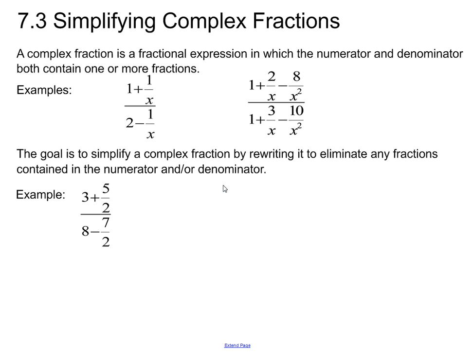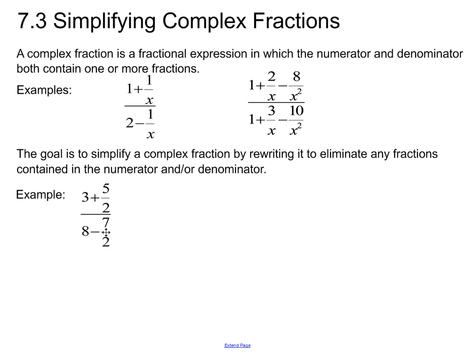1 plus 1 over x divided by 2 minus 1 over x. You see that there are two separate expressions in the numerator and denominator that we would have to separate and simplify. Same thing with the next example. So the goal is to simplify the complex fraction by rewriting it to eliminate any fractions contained in the numerator and/or denominator. I'm going to start out with a numerical example right here.